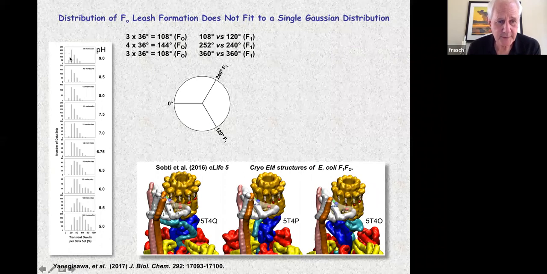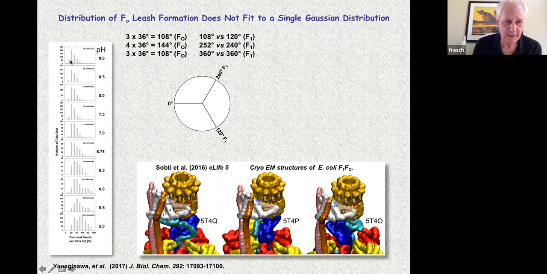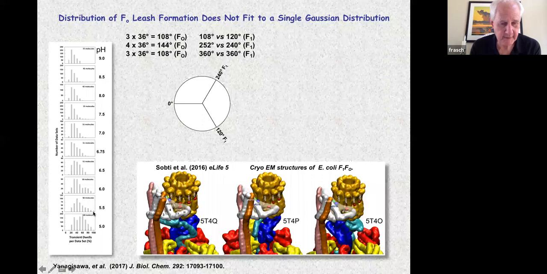So here are the distributions that we see for the wild type as a function of pH. You can see it starts low at high pH, and it goes up higher as we go down to pH 5. You can see here's where we have 100% of some molecules that every single power stroke has transient dwells.